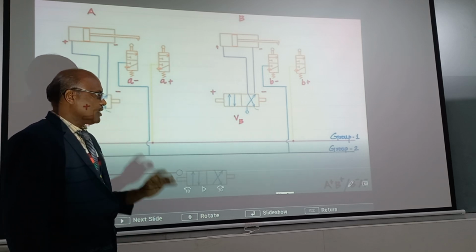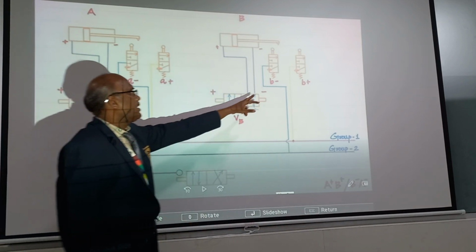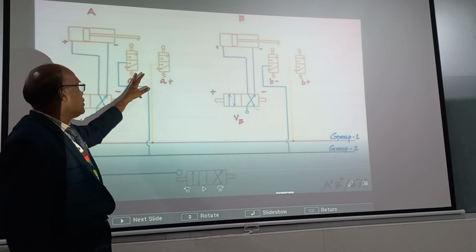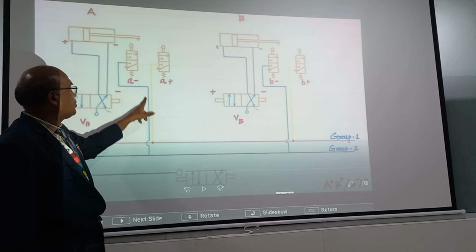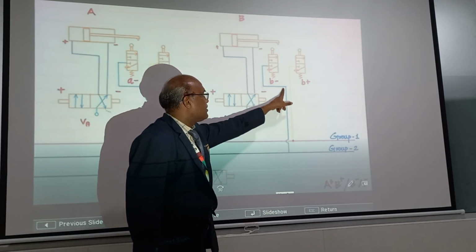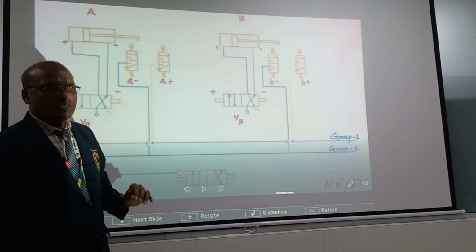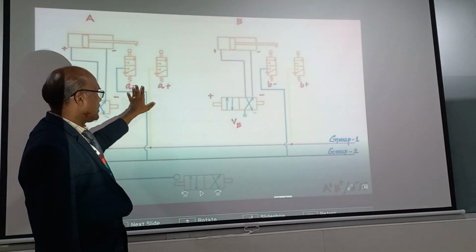That's the first. Second, group 2. In group 2 you can see B minus, A minus. Here is a B minus and here is an A minus. So you connect the blue line. From group 2 you give a dummy line to this A minus and B minus. This is a blue line. See, the blue line is connected. Once it is energized alone, it will work. Okay, this is the connection.